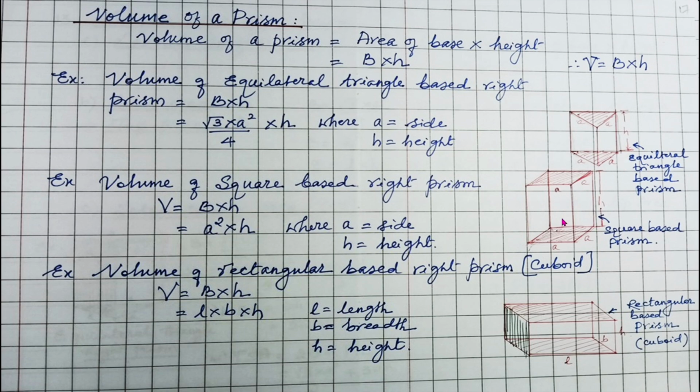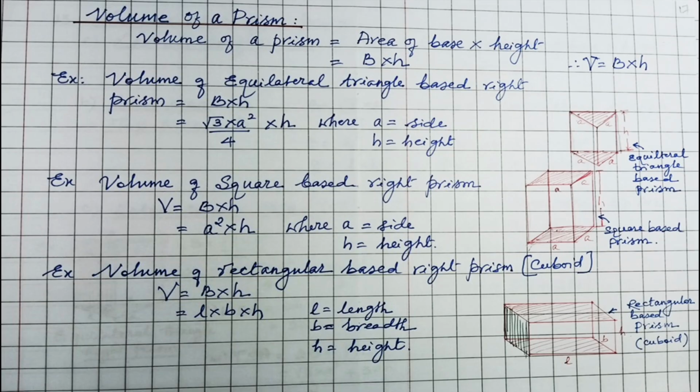Now, if it is a square based prism, then the area of the base is a square. Therefore, the volume will be a square into height. And if it is a rectangular based right prism, then the area of the base is length into breadth and the height is h, therefore it is L into B into h, and that is exactly the formula used for finding the volume of a cuboid, because a cuboid is a rectangular based right prism.